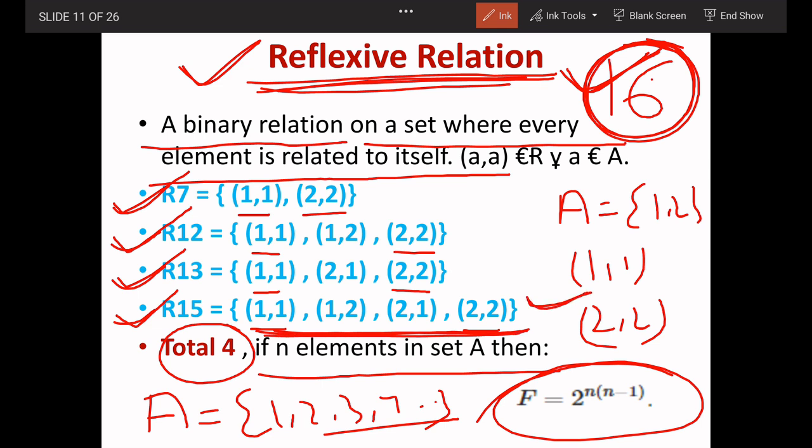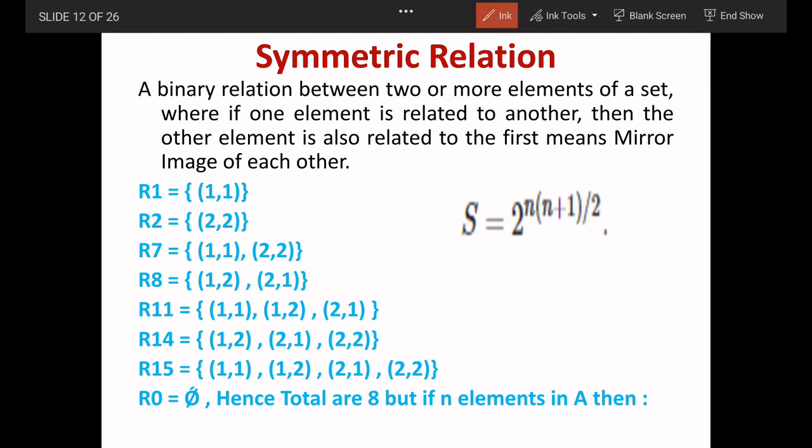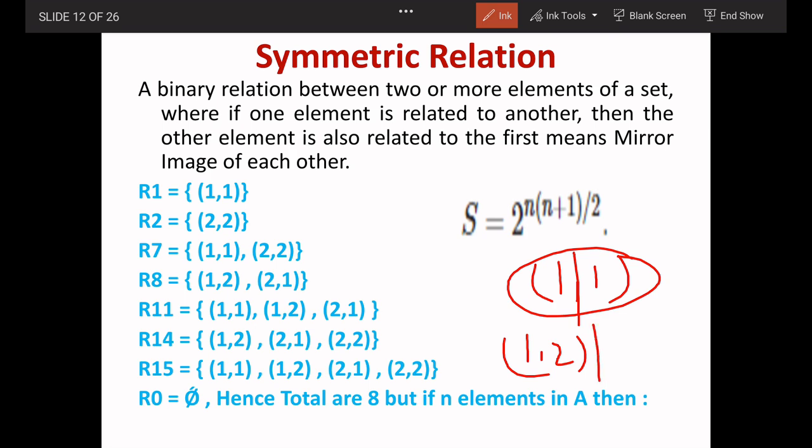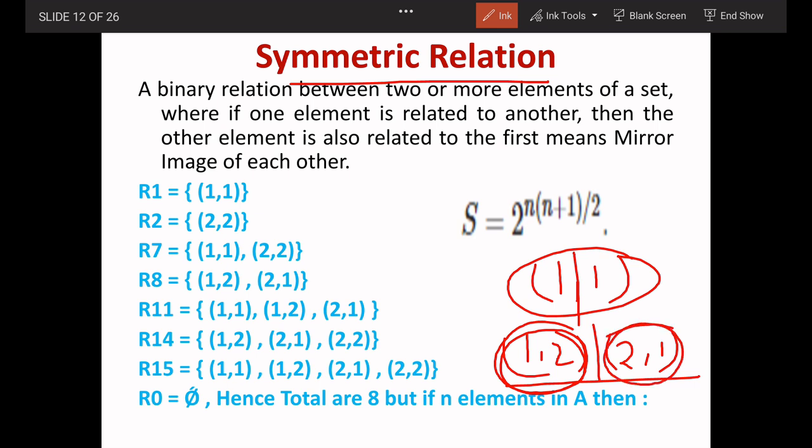Now next topic, symmetric relation. So what is symmetric? Symmetric means mirror image, just like 1 comma 1. You can see this is the mirror image. Suppose I am writing 1 comma 2, 1 pair, and its symmetric is 2 comma 1. You can see. So what is the meaning of symmetric relation? If this is there, then this must be there. If A comma B is in my R, it implies that B comma A must be there. This is the meaning of symmetric relation.